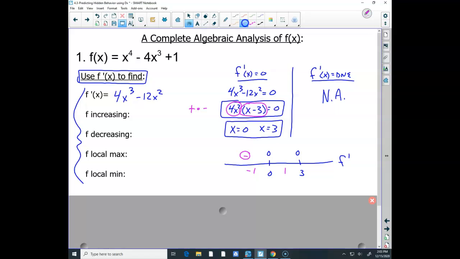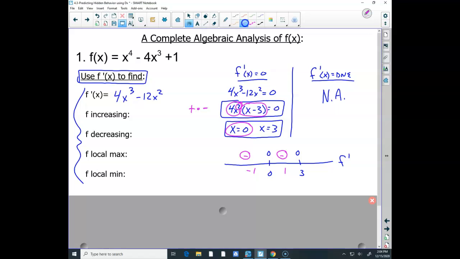And then if I take a positive 1 and I put it in there, I'm going to have a positive. Well, 1 minus 3, that's still negative. So I'm still decreasing. We'll check it out here. Ooh, that's not a max or a min. I went from decreasing to flat to decreasing. Hey, that was a double root.